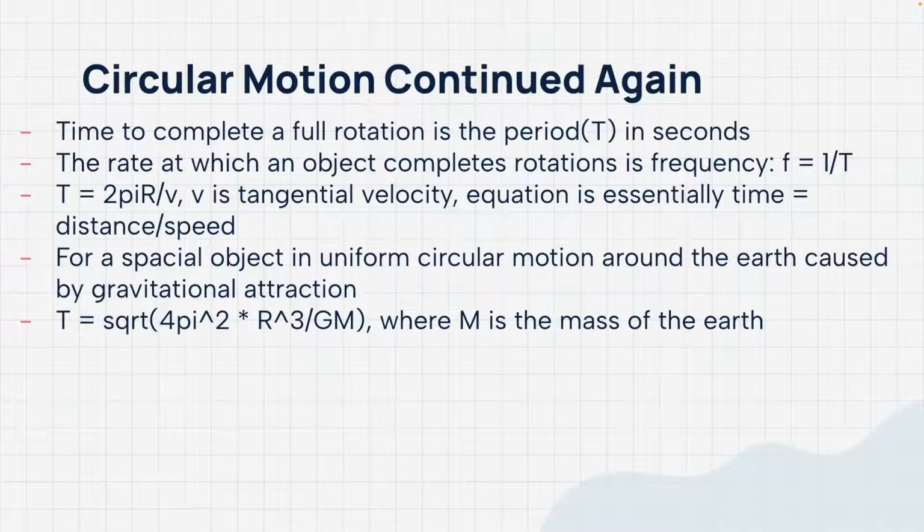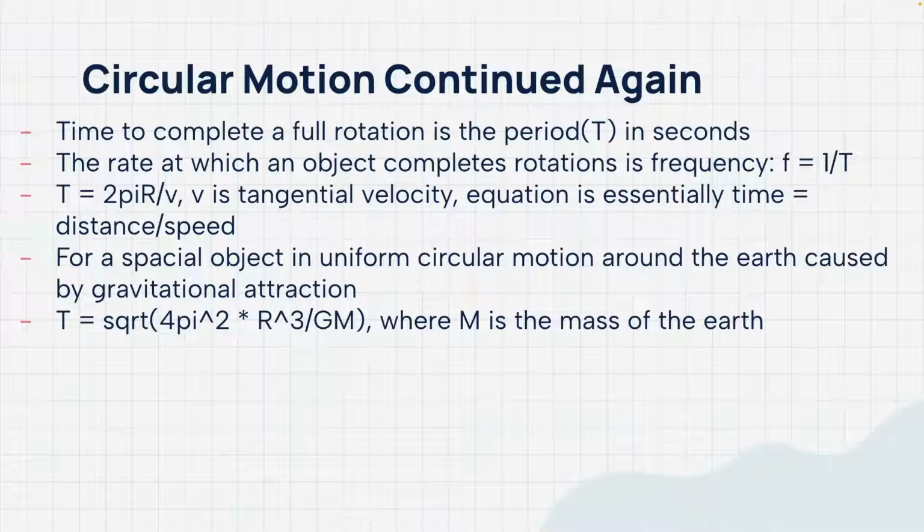The period is essentially just the circumference, 2 pi r, divided by v, where v is the tangential speed, and it should be constant in circular motion. So that period equation is just distance over speed, because he's going around the whole circle one time divided by the constant speed.